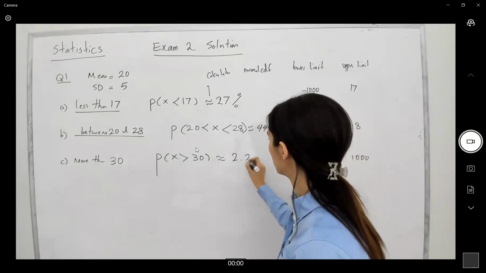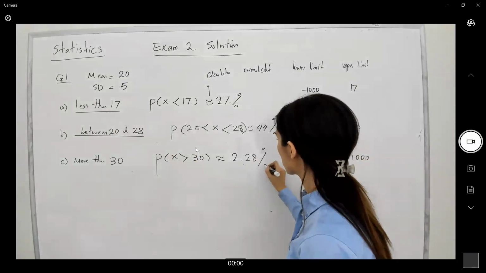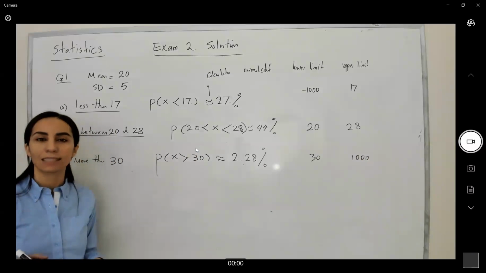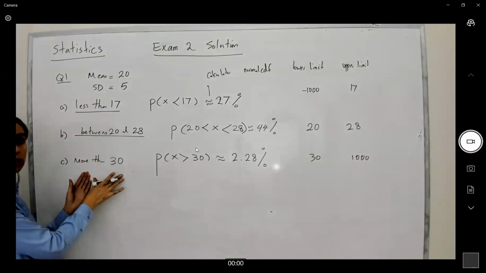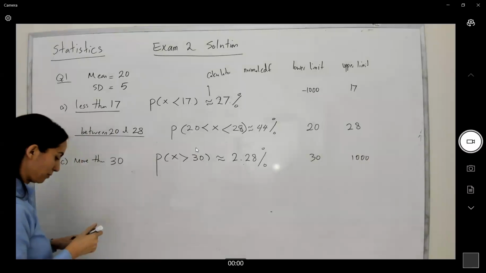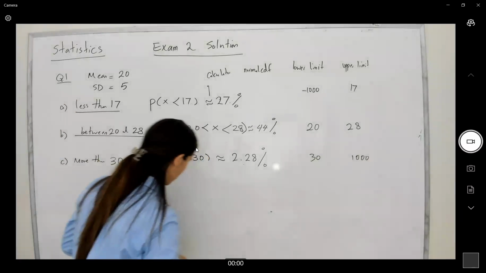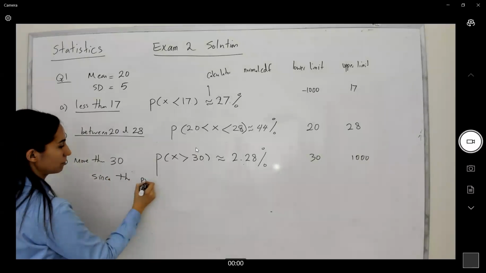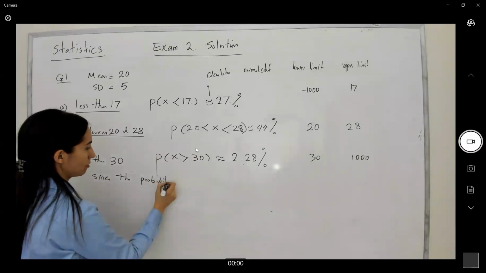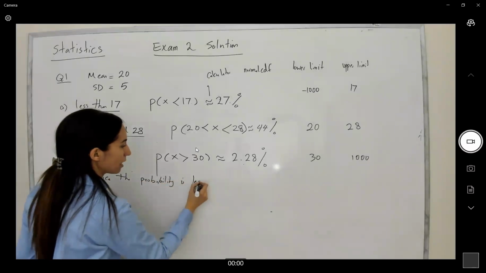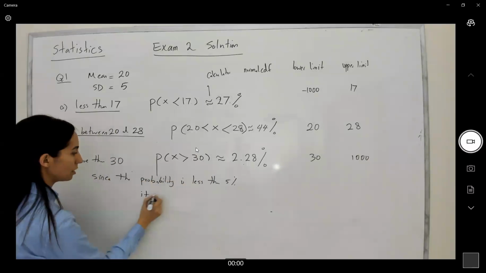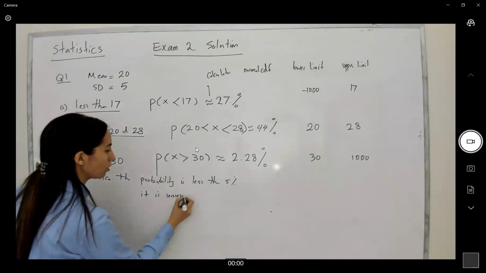2.28%. It means that this percent is less than 5%. So this is unusual. So you can write, since the probability is less than 5%, it is unusual.